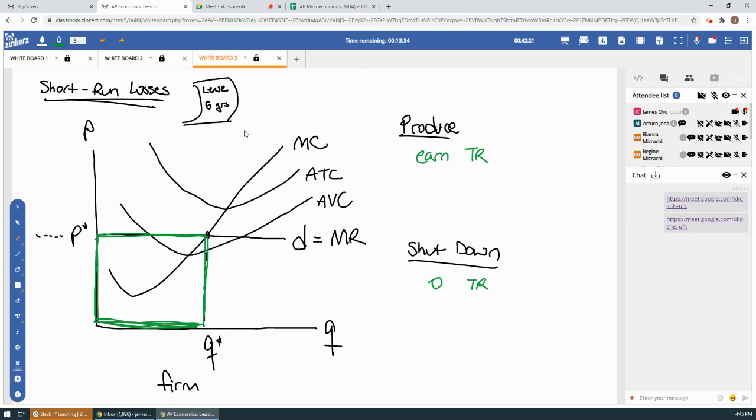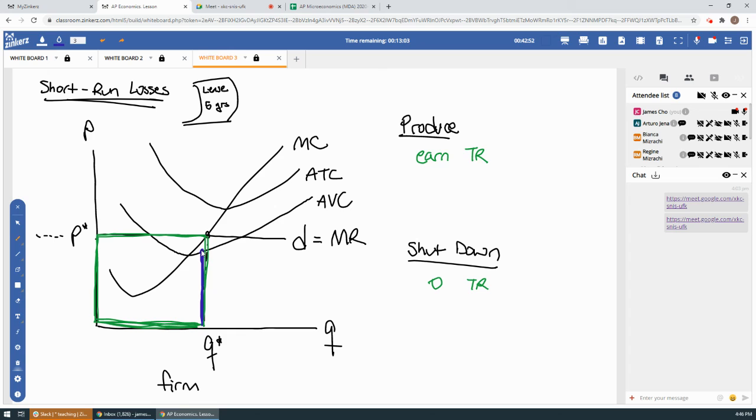So if you're not producing, you won't make money to pay the rent. But you don't have to pay for the workers. That's the big clue. Because at Q star, take a look at this. What does this vertical distance represent? Price. What curve did I take it up to? The average variable cost. So this represents average variable cost.